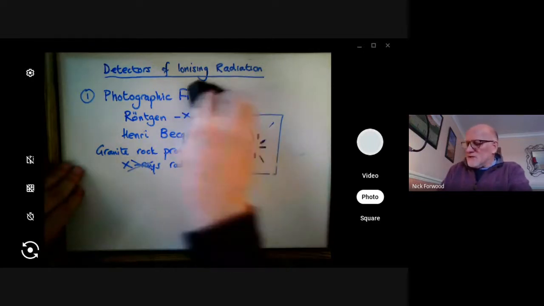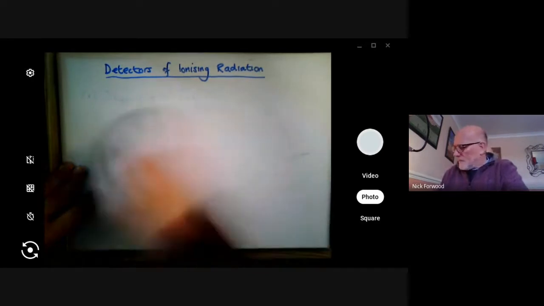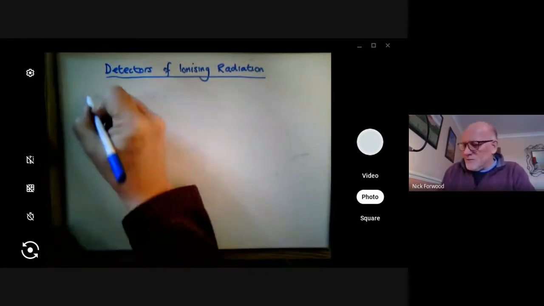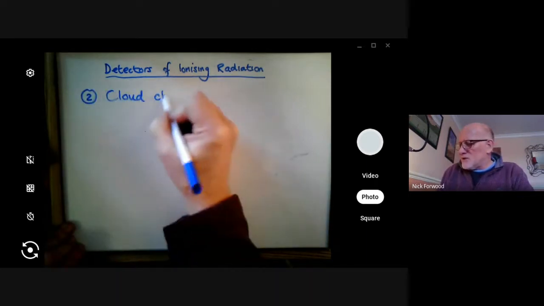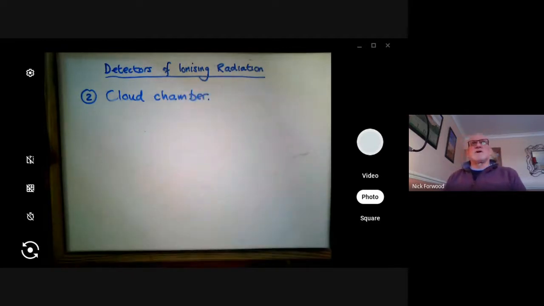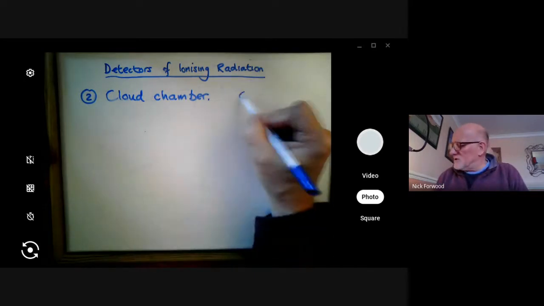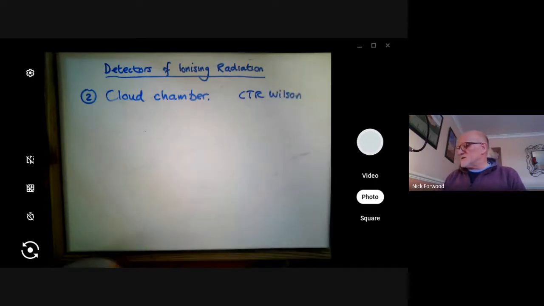Right, now the second detector that I want to talk about is number 2. The second one is something called a cloud chamber. And I'm doing this really because the cloud chamber was invented by a Scotsman called C.T.R. Wilson. Now, C.T.R. Wilson was a physicist, and he was also something called a meteorologist. And a meteorologist is somebody who's interested in the weather.